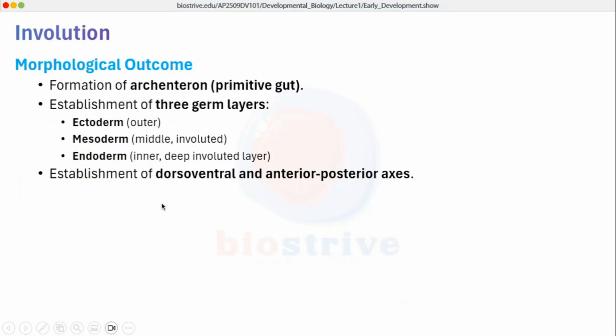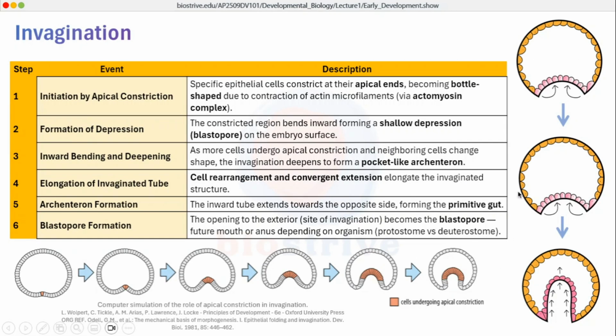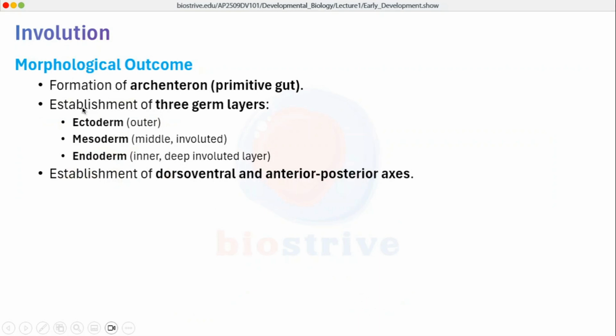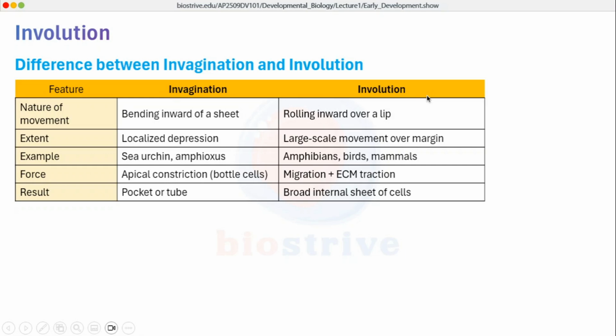So the morphological outcome of involution is the formation of archenteron, which is similar to this case. The archenteron forms here, and there will be establishment of three germ layers: the outer ectoderm, the middle mesoderm, and the inner endoderm. And there will be establishment of dorsoventral and anteroposterior polarity. In case of invagination, we say there is inpunching of cells, whereas in involution there is a rolling over, or inturning of cells.